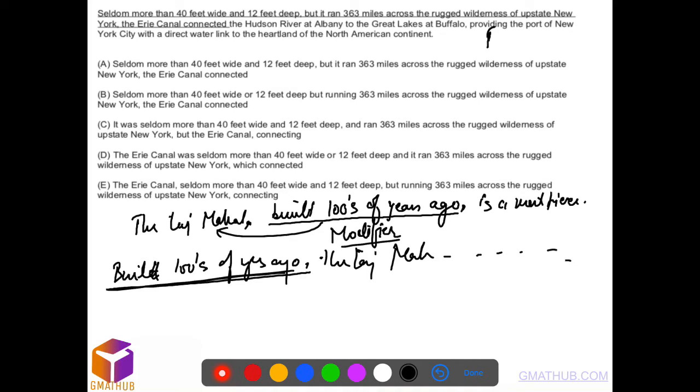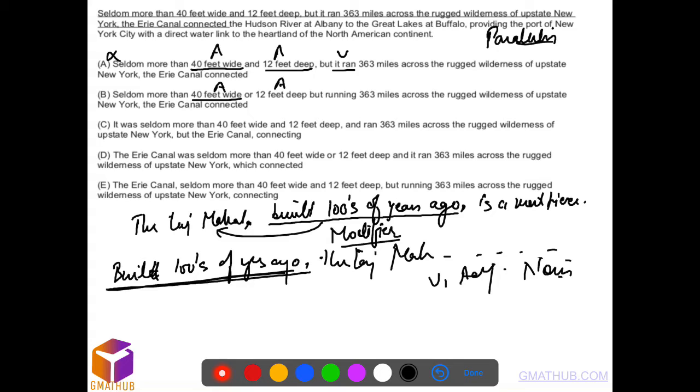So let's see the parallelism here. It's a list. In the list we might have all verbs, all adjectives, or all nouns. Now if you see here, 40 feet wide, 12 feet deep, adjective, but it ran, it's a verb, out. All should be either adjectives or verbs or all nouns. Again here, adjective, but running, it's also an adjective, we'll keep it. Adjective, verb, out. Adjective, verb, out.